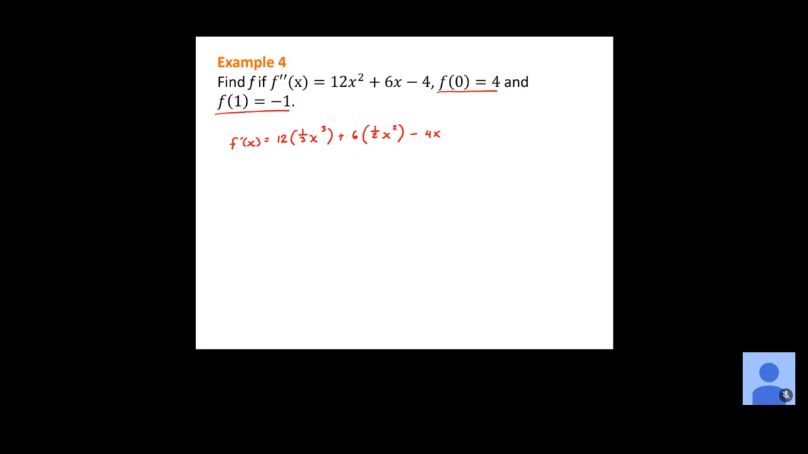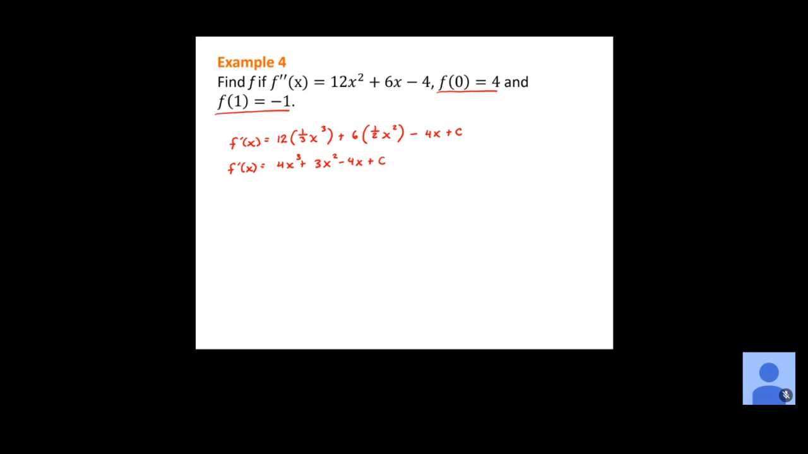Right. Then what else do we need here on any of our antiderivatives? Plus c, right? So we need that constant. And then if we go through and just simplify all this, it will give us those terms we just said. 12 times 1/3 is 4x cubed. 6 times 1/2 is 3x squared. We have our minus 4x, and we have our plus c.